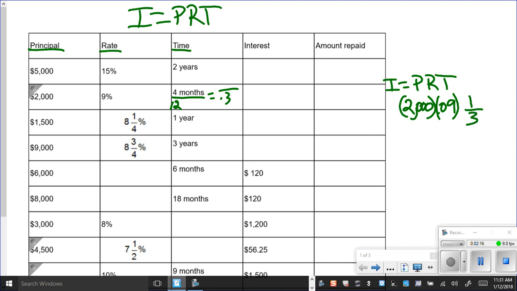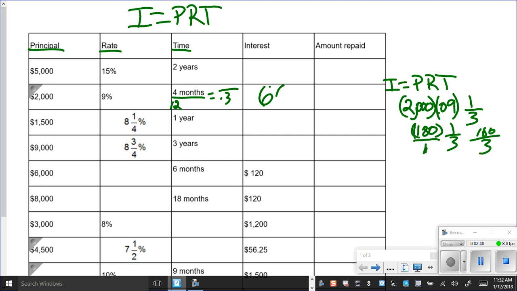All right, so what we're going to do is multiply 2,000 times 0.09, and that gives me 180. Now, we have 180 multiplied by 1/3. Well, you know when you multiply by a fraction, you multiply the numerator times the numerator, and then you divide by the denominator. So there's a 1 on top, so 180 times 1 is 180. And 180 divided by 3 leaves us with 60.